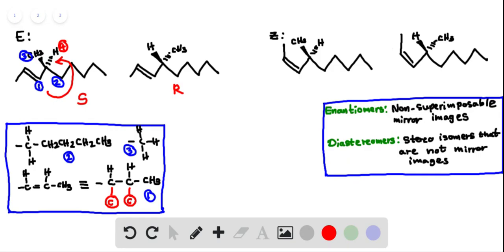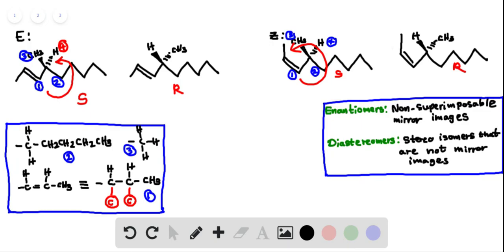The same thing here. If you assign the priorities, the double bond containing one is number 1, this is number 2, methyl group is number 3, and hydrogen is number 4. So again, when you connect 1 to 3, it's going this way. Therefore this is S configuration. If this is S, this should be R configuration. If you want, you can get the configuration of this, but look here, the hydrogen comes out of the plane and the methyl group is going into the plane.